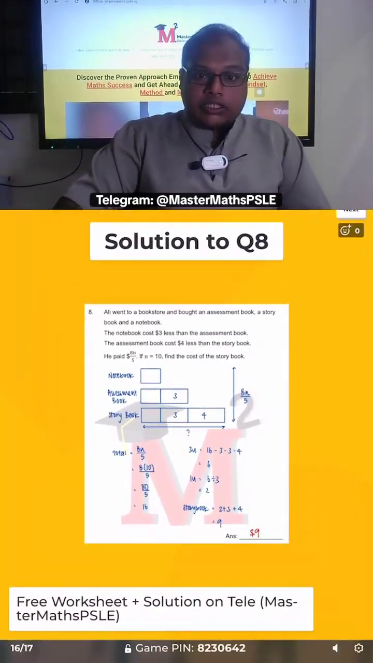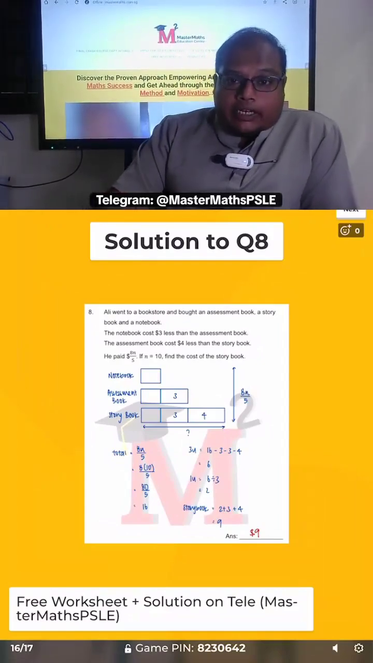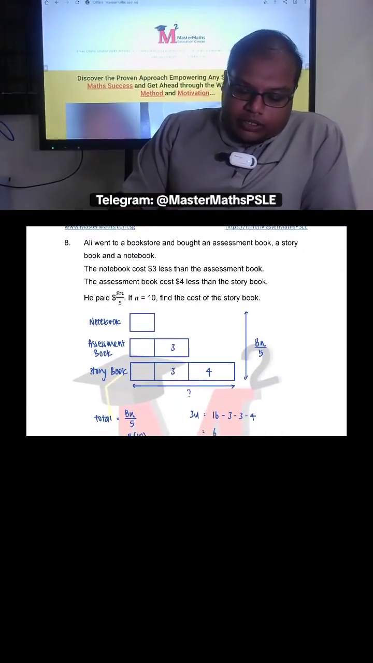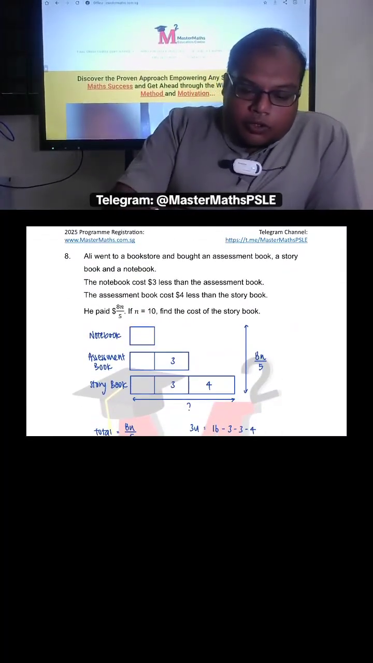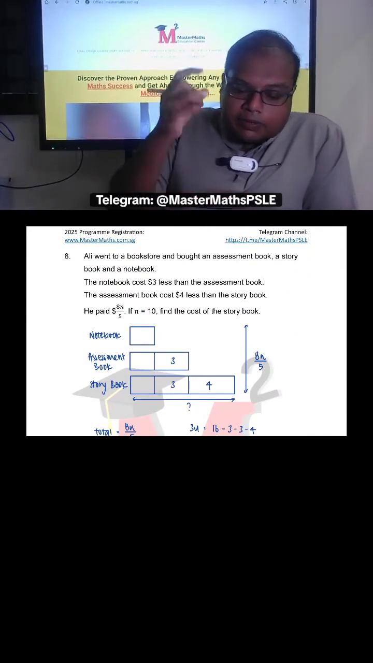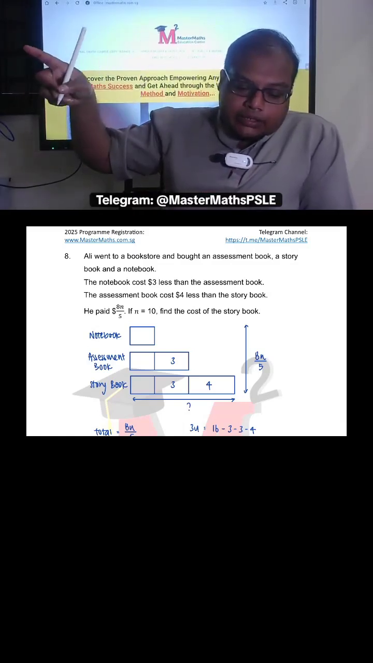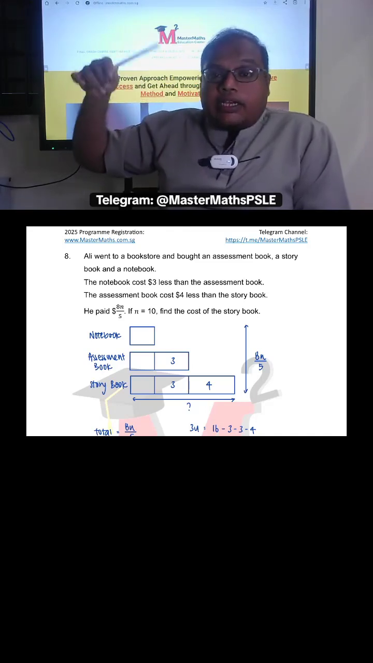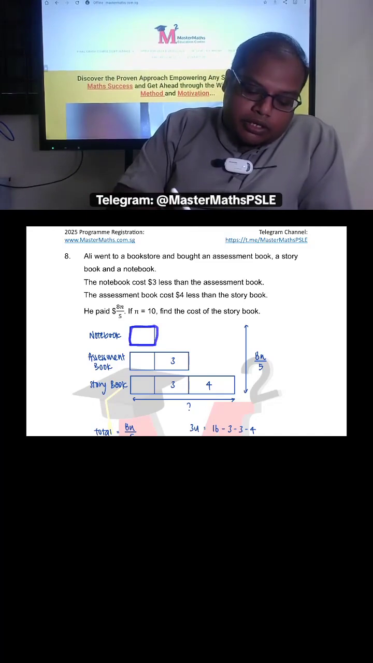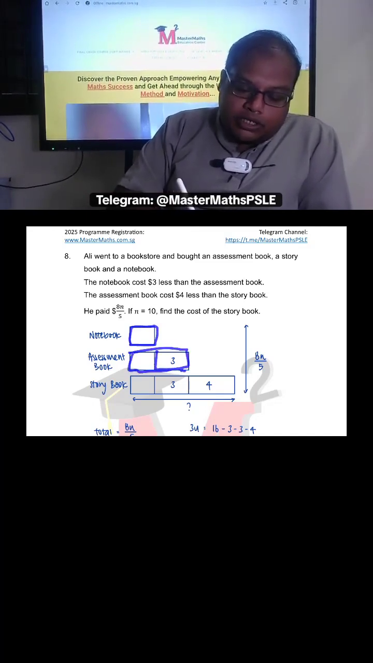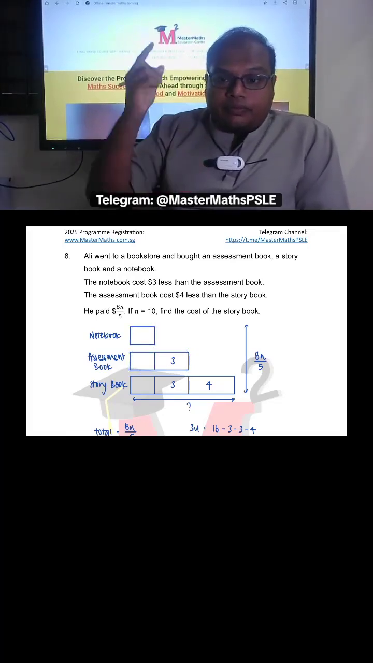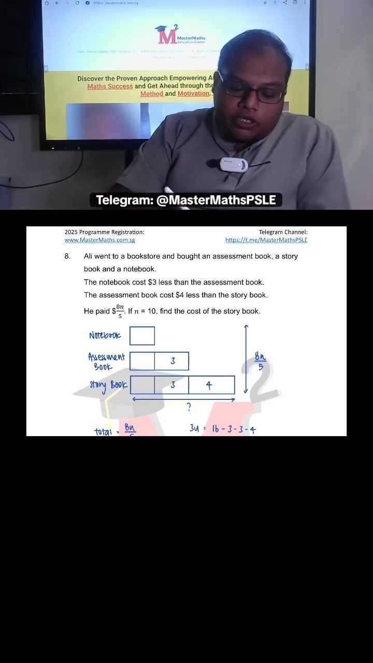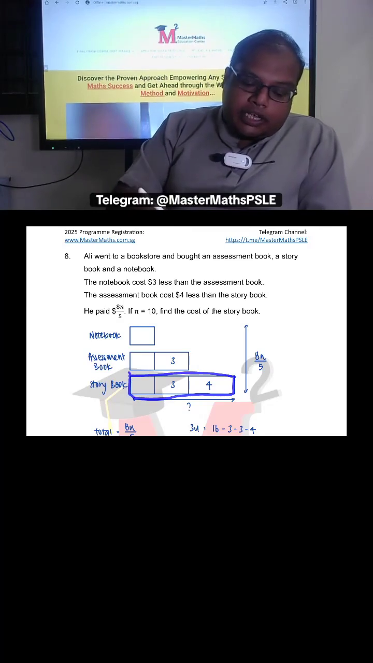Here is the solution. So what I did was I draw a model first. So you see here, I compared the notebook with the assessment book first. So the notebook is $3 less than the assessment book. So that's why a smaller box and a bigger box with $3 here. That's the first comparison. The second comparison is that the assessment book costs $4 less than the storybook. So the storybook will be a bigger box compared to the assessment book by $4.